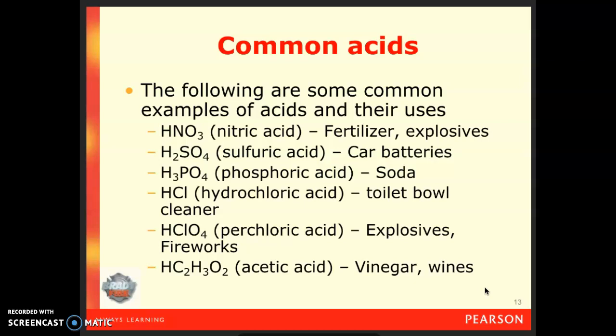Hydrochloric acid is found in toilet bowl cleaners, in particular those brand name is the Works. Perchloric acid is found in the fireworks industry and is also a precursor used in a lot of explosives. And then acetic acid is found in vinegar, and it can also be found in wine if the wine has started to turn. So if you've ever noticed that you open a bottle of wine, it tastes good the first day, and you put it in the refrigerator and it tastes okay the second day, but by the end of the week it's pretty much trash.